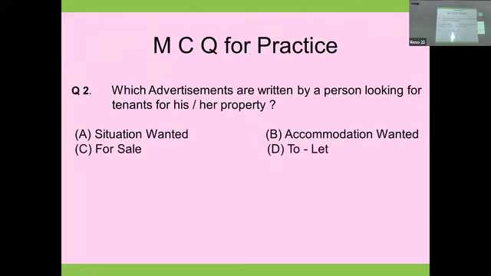For sale or to let. The correct answer is to let. Who is coming up with B? Accommodation wanted. You don't have to buy a house, it is on rental. Tenants means rental, so it is to let.